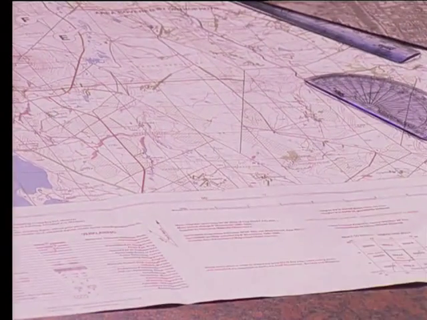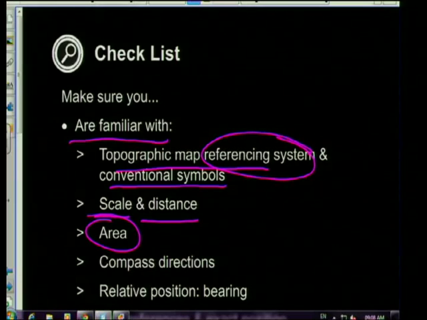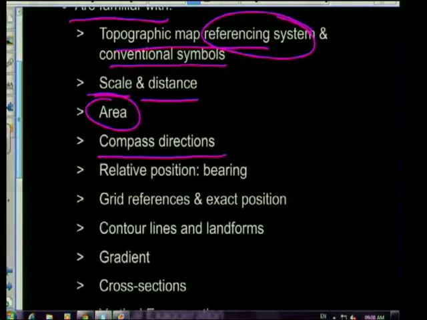Let's go further. You have to be able to calculate scale as well as distance. Like on all interpretive questions, mostly, especially in your multiple choice questions, questions on distance and scale are very prevalent. The calculation of area, especially on topographical maps with regular features, which is most common, is what we'll be looking for. Going further down, compass directions. This we've been doing in grade 10, we've re-emphasized in grade 11, and now we're going to be consolidating it in our grade 12 content to be ready for the geography paper 2.